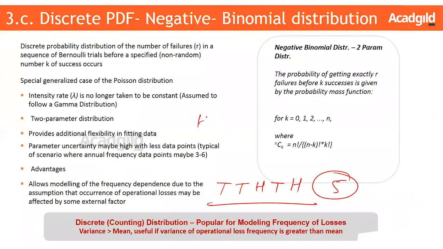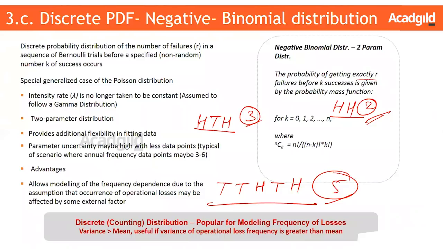It could have so happened that the first one was head, the second one was tail, and the third one was head. To get two heads, I had to toss the coin three times. Or it could so happen that first head, second head, and to get two heads, I had to toss the coin only two times. So this is our random variable, how many times I have to toss the coin to get k successes.